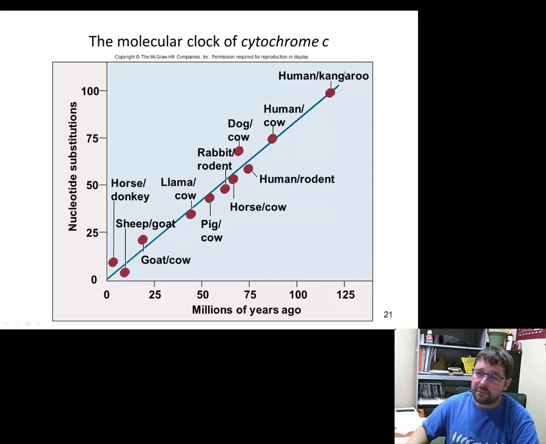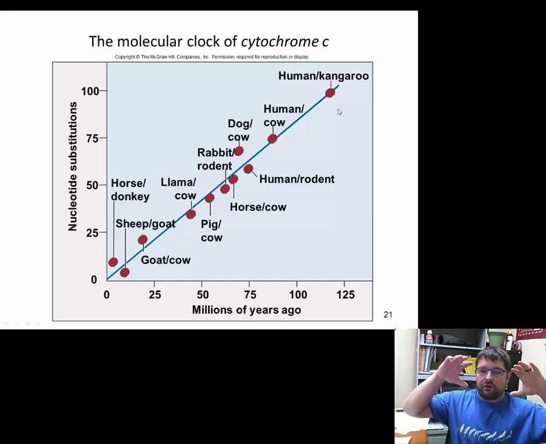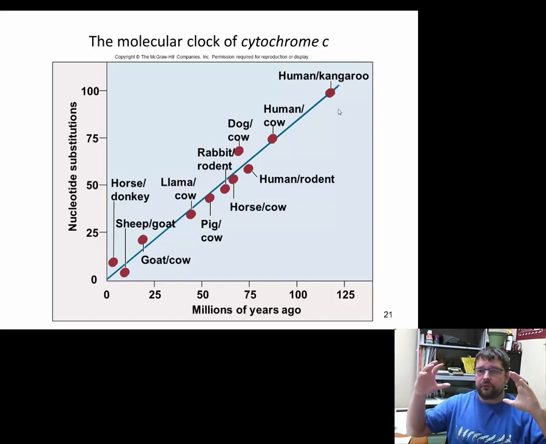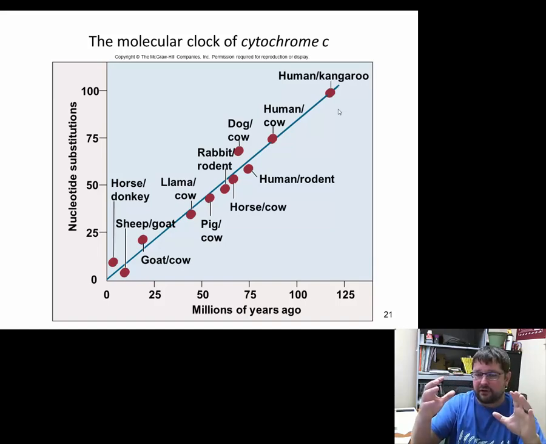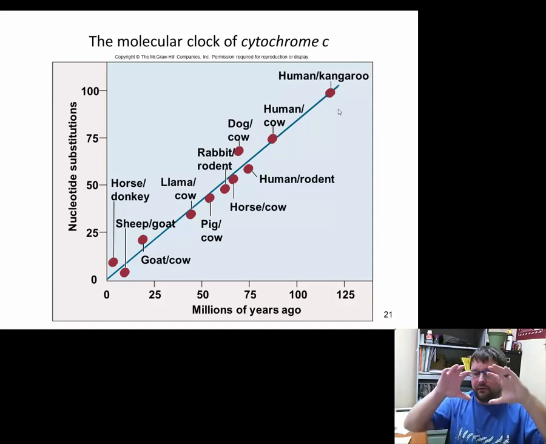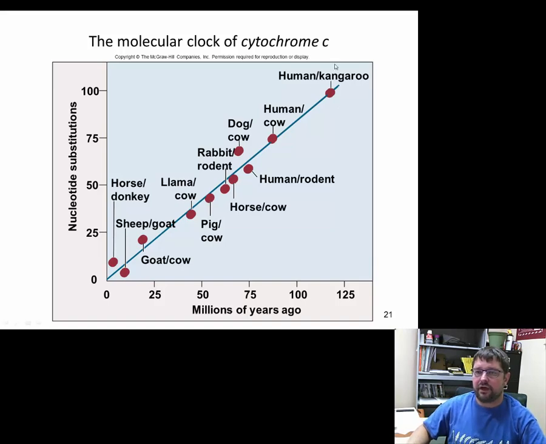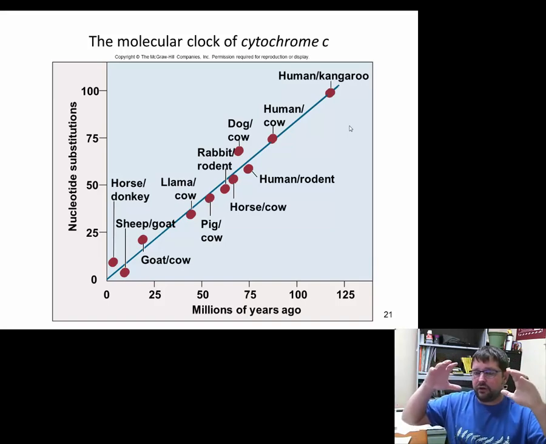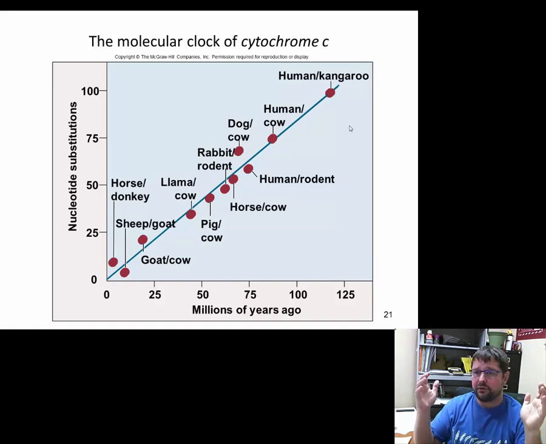Now, on top of that, we can start looking at other pieces of evidence. Like, when was Australia, where kangaroos evolved, last attached to Africa or India? When we look at the evidence in the geological record, it suggests that Australia broke away from Pangaea about 140 to 150 million years ago. That provides pretty good evidence that the last time kangaroos and humans would have shared anything that looked the same based on cytochrome C would be somewhere in that 100 million year range.